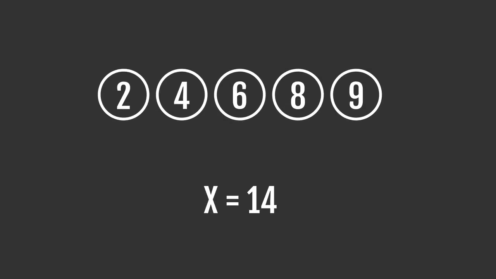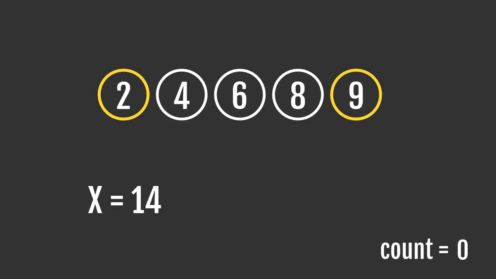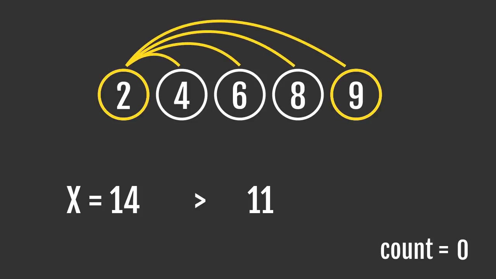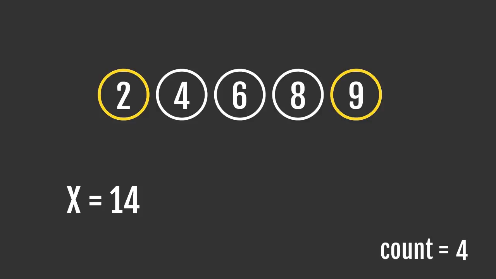So, to do that, mark the first and the last nodes of the array. Now, check if the sum of the values in the first and last nodes is smaller than x. And if it is, then that means all these pairs will also have their sum smaller than x as well. Therefore, increase the count with the corresponding number of pairs and move the first marker to the next node. Repeat the process.